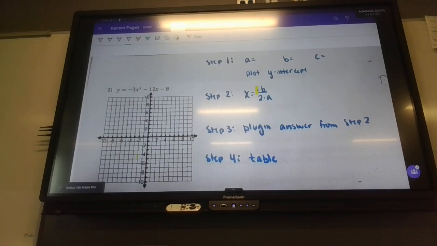When b is 0, there's no left or right shift. So that's only an up and down transformation. So if there's no b, it's centered right on the y-axis. It'll be a little easier.